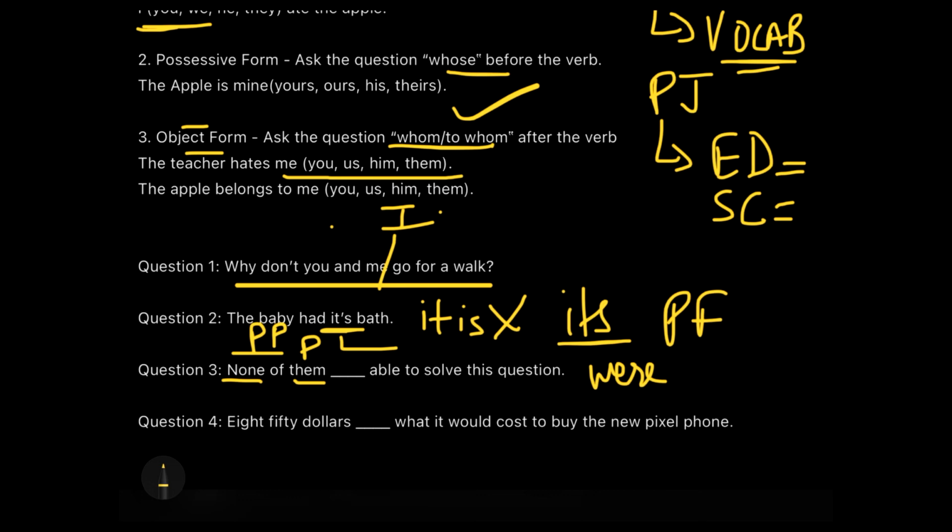So $850 is collective, a collective noun. And whenever we are dealing with money as a collective noun, we know that we have to go with a singular verb, that is, is. So $850 is what they exactly mean. So $850 is what it would cost to buy the new Pixel phone.